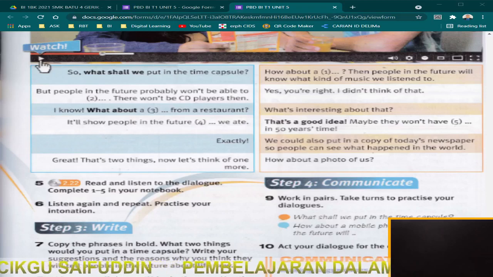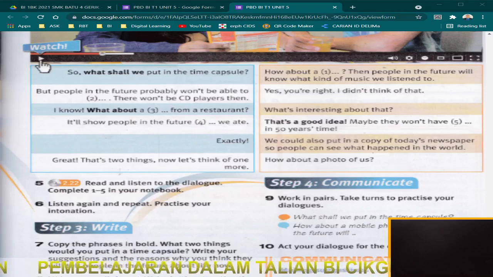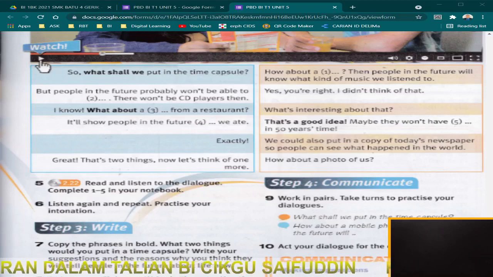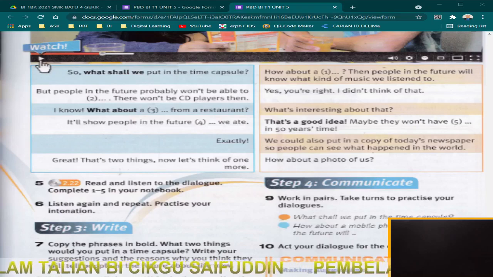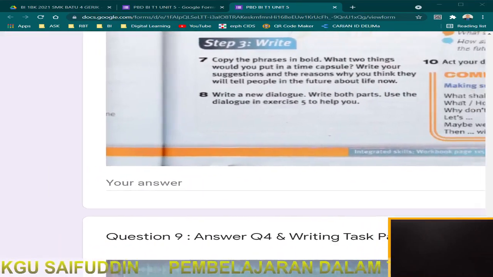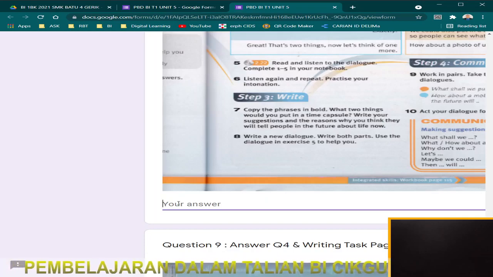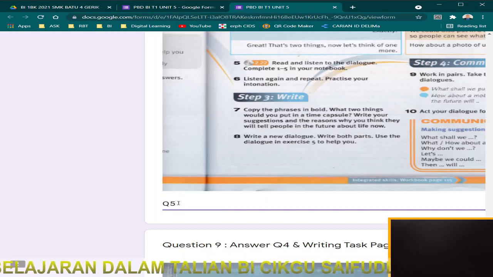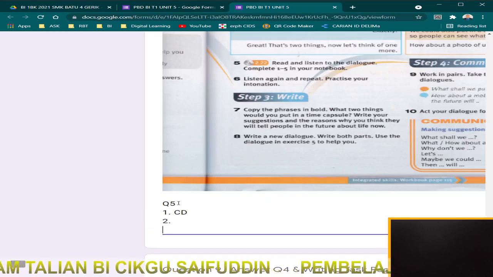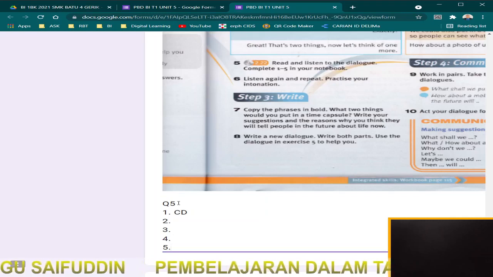Okay, that's the audio between the 2 persons. So, by completing the dialogue, how about the boy replies to the question. So, what shall we put in the time capsule? How about a... Okay, number 1, if you listen, the answer is a CD. Then people in the future will know what kind of music we listen to. So for question 5, okay, number 1 is CD, compact disc. Okay, number 2, number 3, number 4, and number 5 will be answered by you, by yourself.